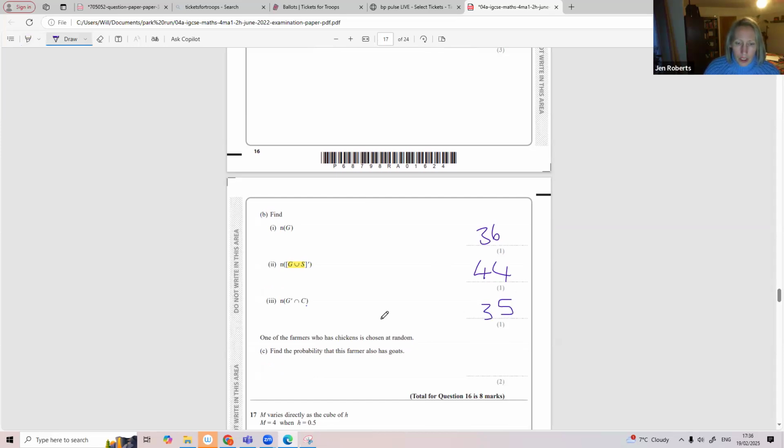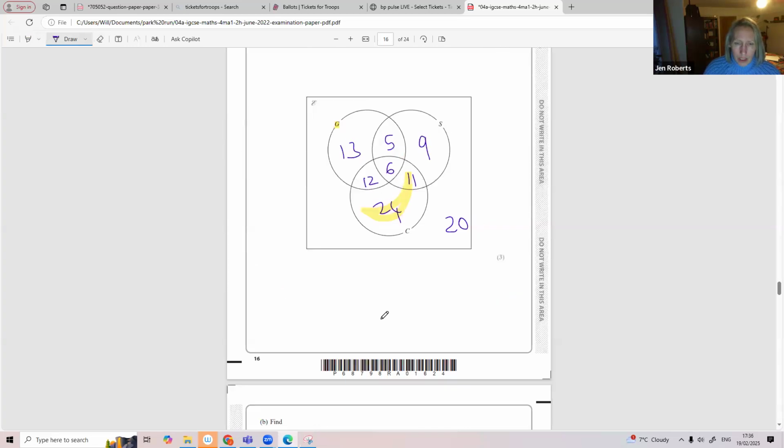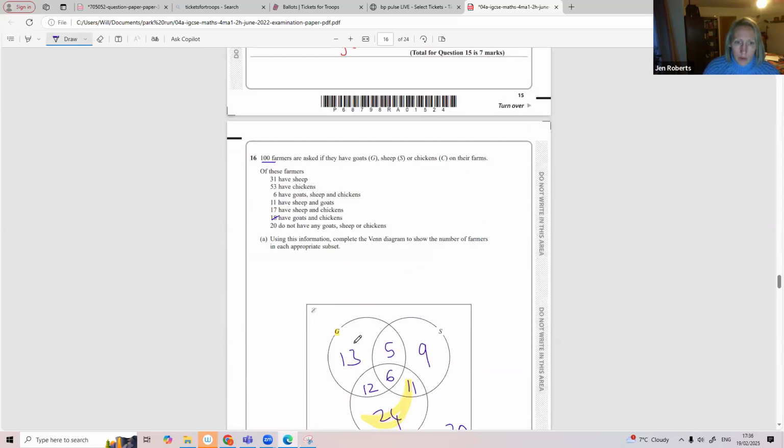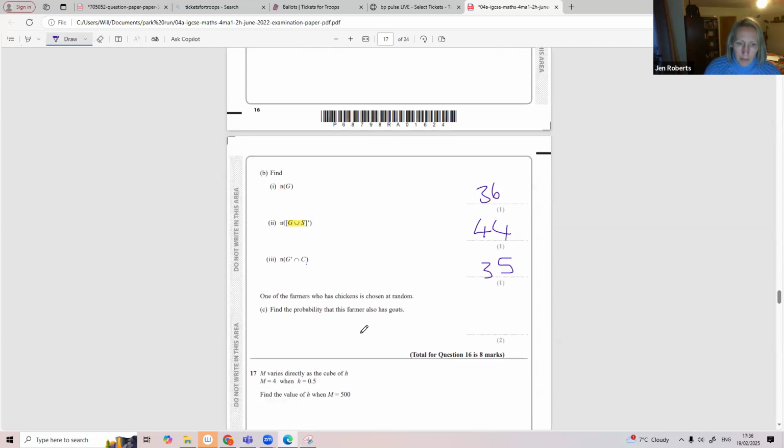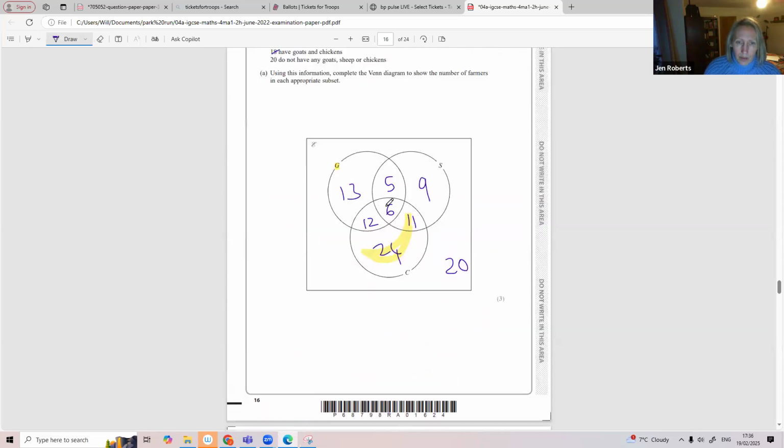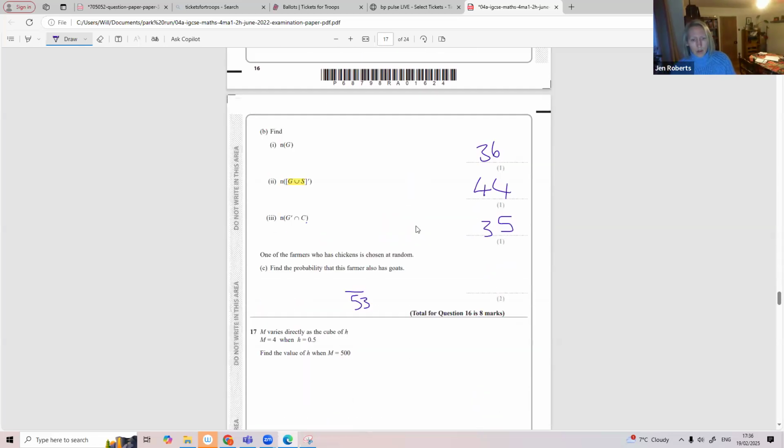One of the farmers who has chickens, we know they definitely have chickens. How many have chickens? 53, so it's out of 53. By the probability, this farmer also has goats. How many of those, the owners of the chickens own goats too? Just that 12 add 6, which is 18. So you got 18 over 53.